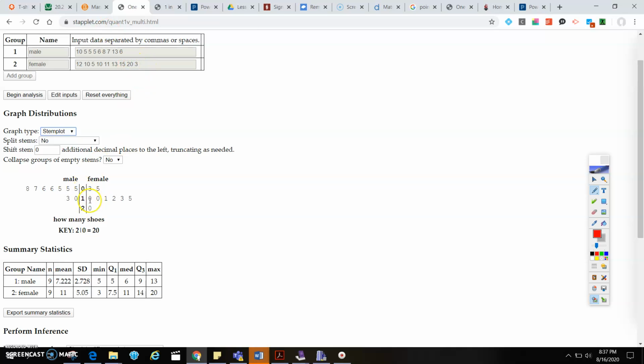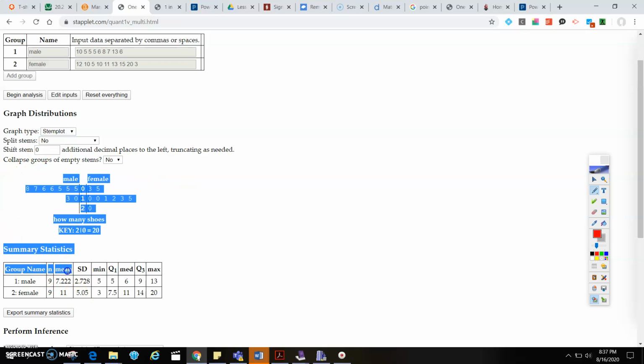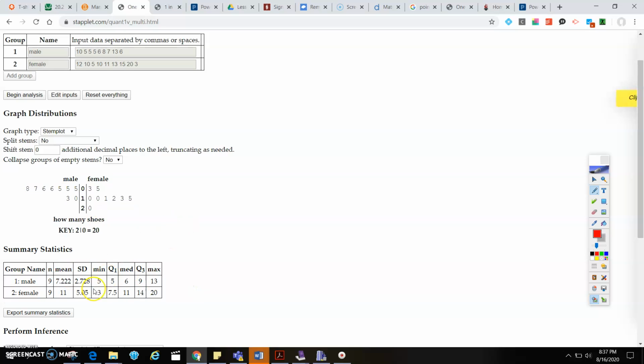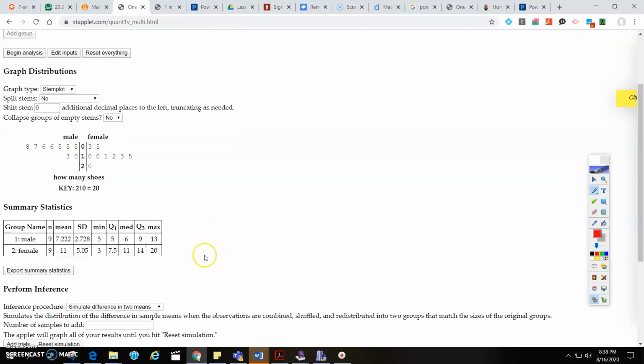And then 1, 0, so that would be 10, right? And then for the male side, remember, this middle column is the first number. And I know that's a little funky to read, so just be mindful of that. It even gives me the summary statistics down here. So SD stands for standard deviation, and then Q1 and Q3, hopefully you know what those are, and min and max, and then the median. So these are kind of helpful, and then you don't have to calculate them that way.